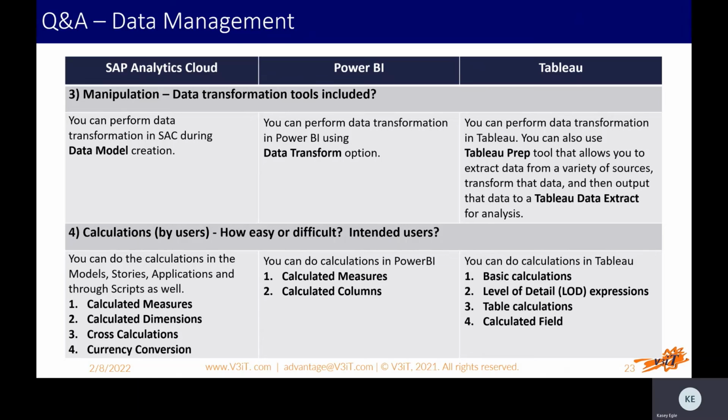When it comes to data management, for manipulation, what are the data transformation tools included for each? For SAC, you can perform data transformation in the data model creation. Similarly, in Power BI, you can do so in the data transform option. And for Tableau, you can perform data transformation in the Tableau Prep tool, which allows you to extract data from a variety of sources, then transform that data and output it to a Tableau data extract for analysis.